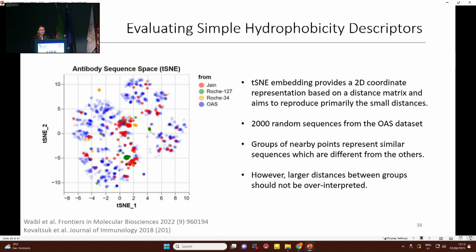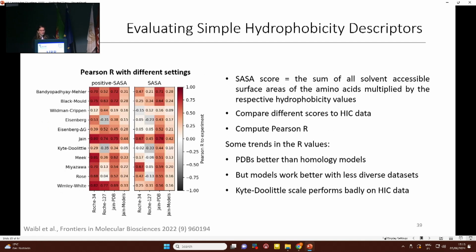And we were wondering, how diverse are our data sets even to start with? Do we actually capture the highly diverse space that the OAS, for example, has? So we show here in this projection that we do see quite diverse antibody sequences, especially in the Jain et al. dataset. The Roche dataset is less diverse, and so we were quite confident that we have a good representation of the overall antibody space before continuing with our predictions.